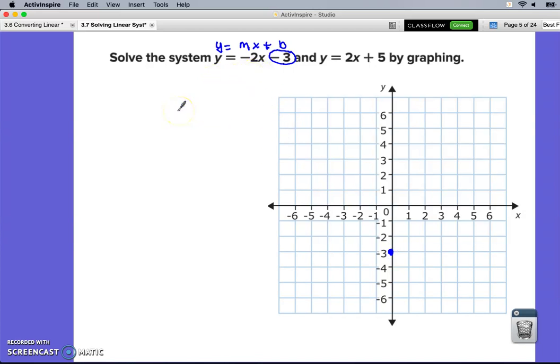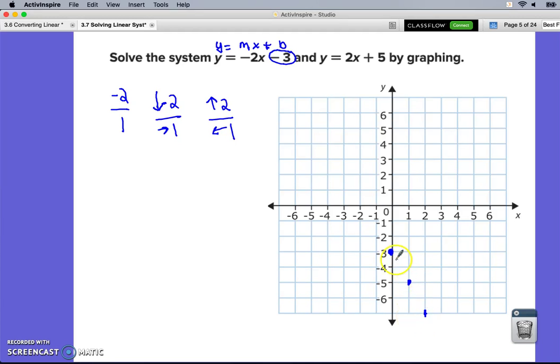And this negative 2 over 1, that means I'm going to go down 2 and to the right 1. Or I can go up 2 and to the left 1. Well, sorry. This is negative and this is positive. So from this point, I can go down 2, to the right 1, and I'm going to put a dot. Down 2, to the right 1.